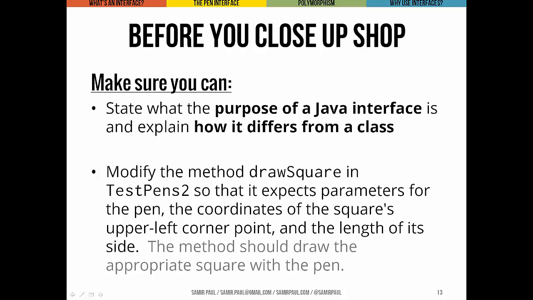The other thing you should give a try is open up the drawSquare method in testpens2 in the code for this lecture and modify it so that it can take parameters for the pen, first of all, the coordinates of the square's upper left corner, and how long you want the side to be. And then it should actually draw that square, the corresponding to the inputs it took.